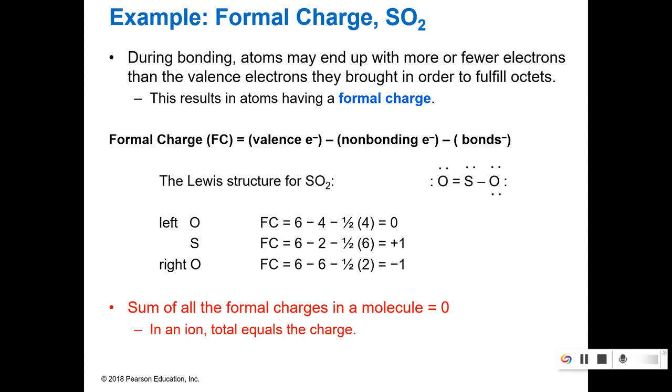Okay, so here they're doing the other ones. For sulfur dioxide, for this oxygen, I've got 6 minus 4 minus 2, so that one is 0. This oxygen is different. 6 minus 6 minus 1. So this one is negative 1. And then the sulfur is 6 minus 2 minus 3. So this sulfur is positive 1. Notice the sum still adds up to 0 for the whole structure, which is good, but some of them do have a formal charge.